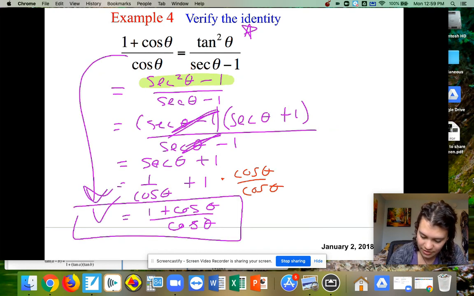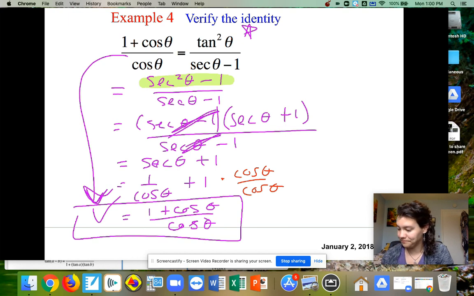And that's done. So again, there's more than one way. You could have turned this into sines and cosines, so done sine squared over cosine squared on the top, 1 over cosine minus 1 on the bottom, and then combined, gotten common denominators, multiplied by the reciprocal, that kind of stuff, and it still would have worked. So there's always more than one way.